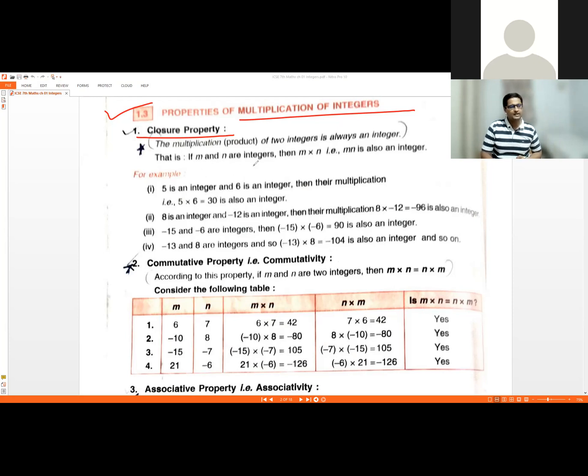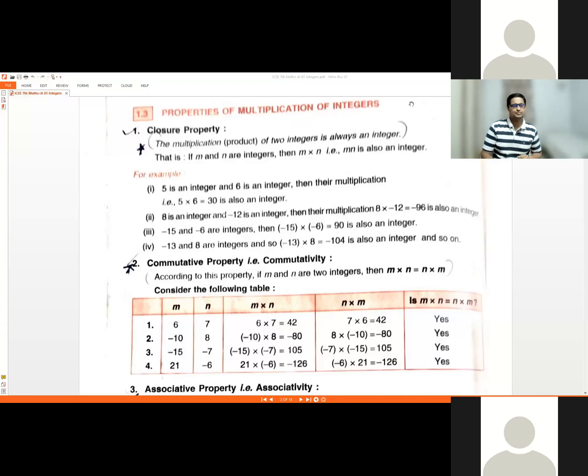That is, if m and n are integers, then m multiplied by n, that is the product, is also an integer. So this is called a closure property. Just write down one example, and that's all. This is the closure property.